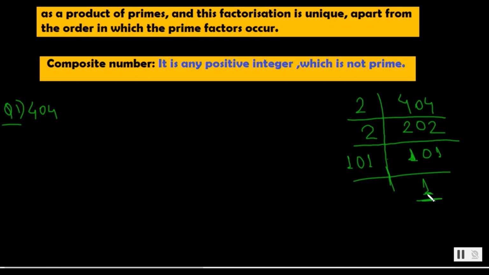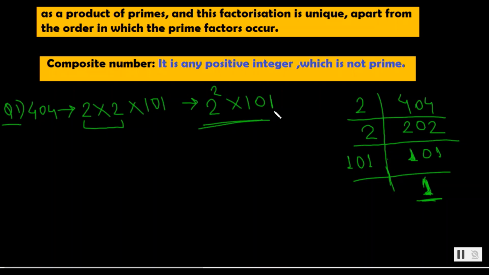Okay, so now you understand that we have to start with the smallest number and keep dividing until 1 is received over here. Getting my point? And now how will we write it? We will write it as 2 into 2 into 101. Now as these are repeating, we can also write it as 2 square into 101, and this is known as the prime factorization of the number 404.